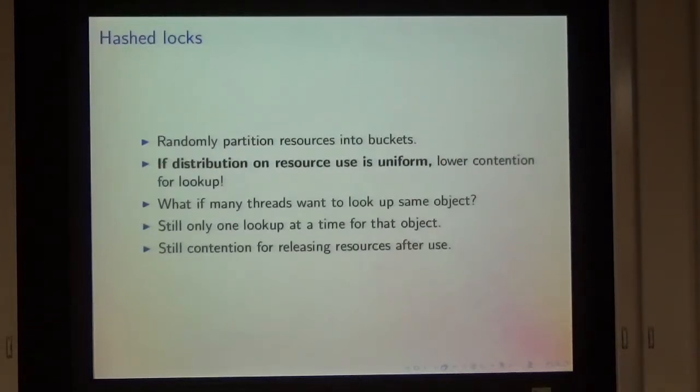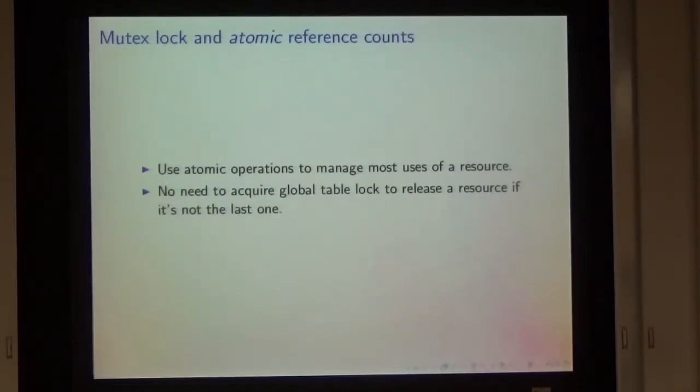And also, there's still only one lookup at any given time per bucket, because there's a lock for this, and still contention for releasing resources. It'll still have to take not one global lock, but one lock per hash. So one way to address the cost of contention of releasing resources is to use atomic operations.